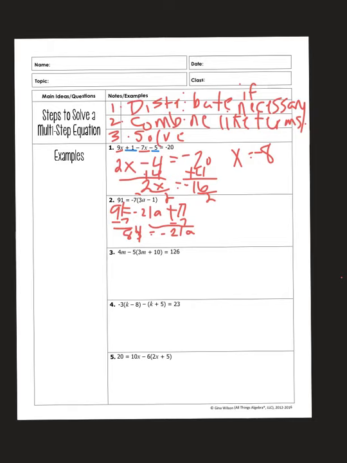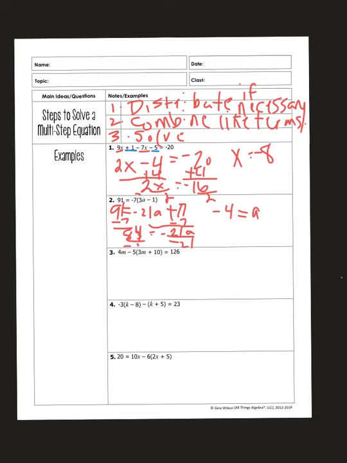And since negative 21 is being multiplied by a, I'm going to divide on both sides. And a equals negative 4. Number 3. Let me erase this. Okay. Number 3.